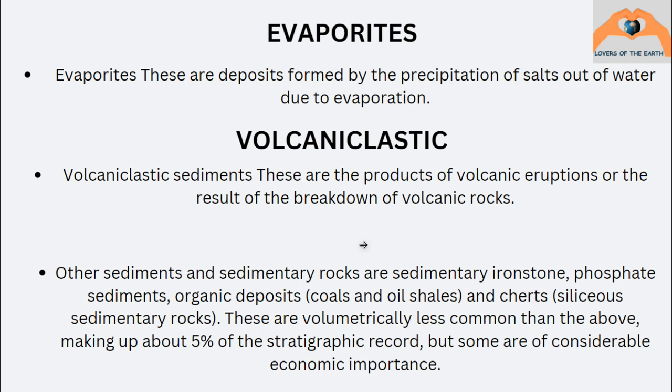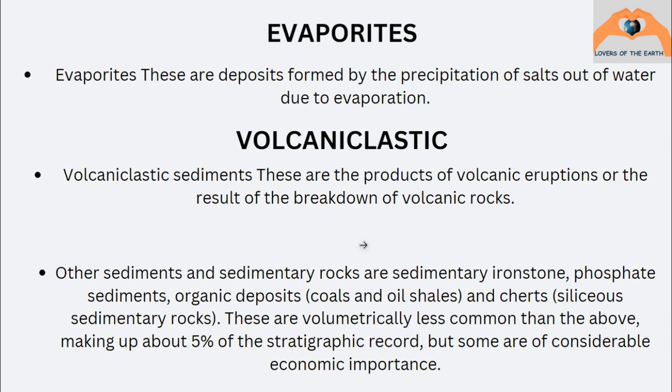Then we have the volcaniclastic. Volcaniclastic sediments are again sediments which are products of the volcanic eruptions. From volcanic eruptions we get the products which help us in forming the volcaniclastic sediments, and via these we get the sedimentary rocks, the volcaniclastic sedimentary rocks.